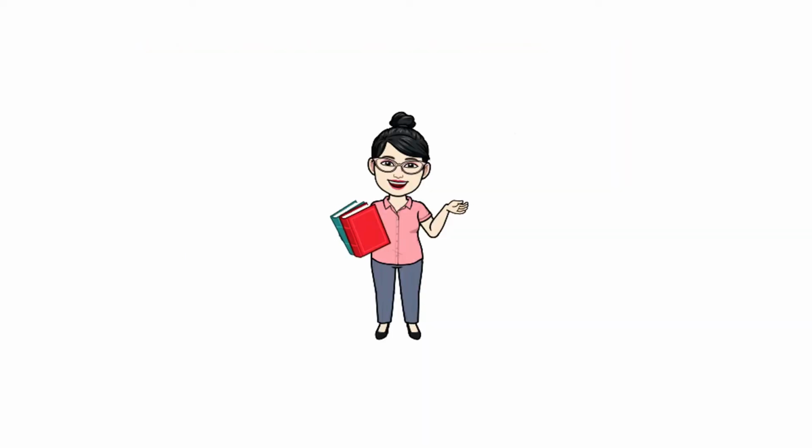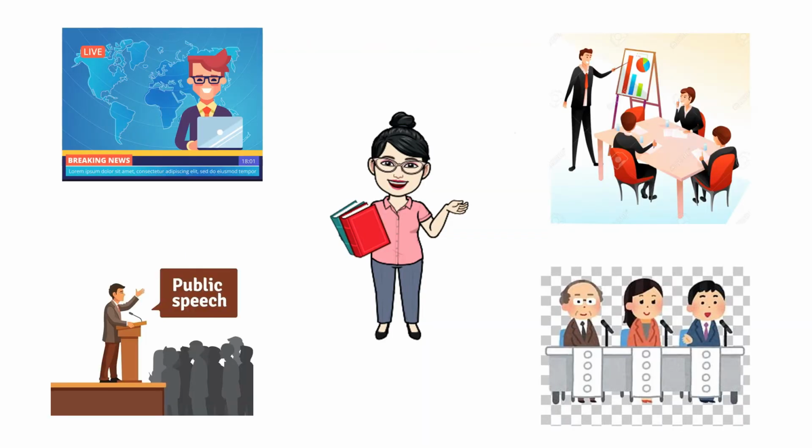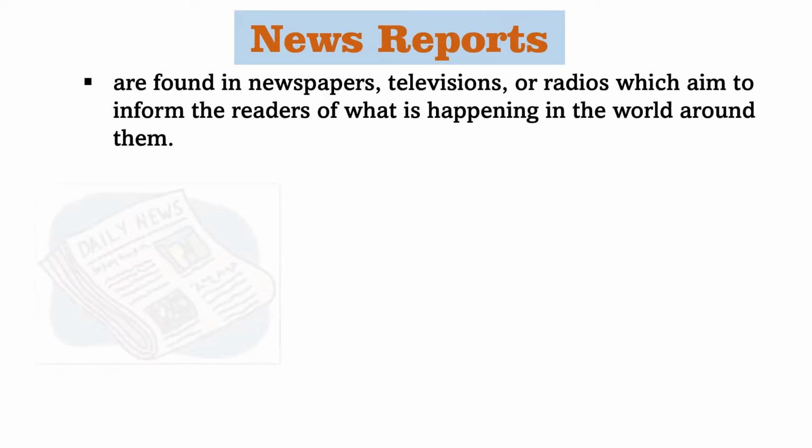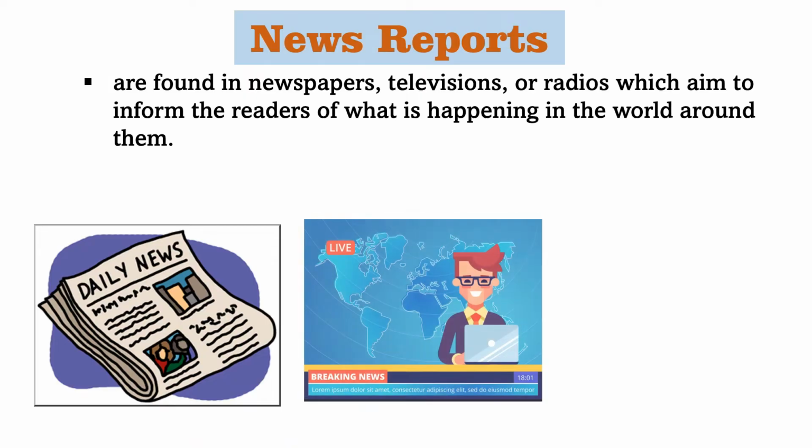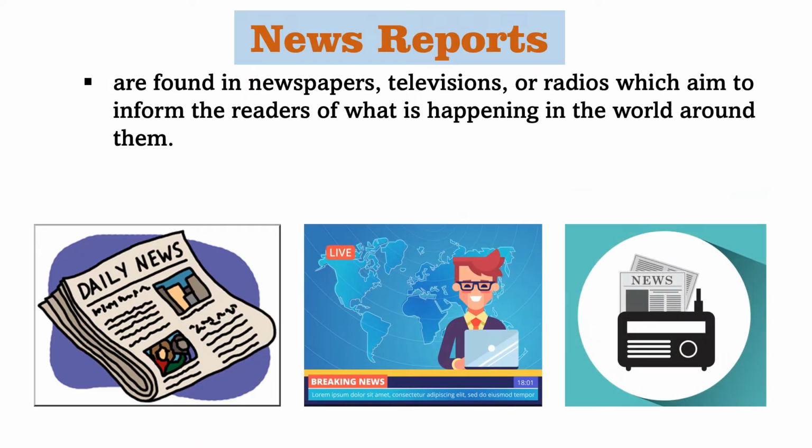Earlier, I've mentioned news reports, speeches, informative talks, and panel discussions as relevant sources of information. Let's deal with it one by one. News reports are found in newspapers, televisions, or radios, which aim to inform the readers of what is happening in the world around them.